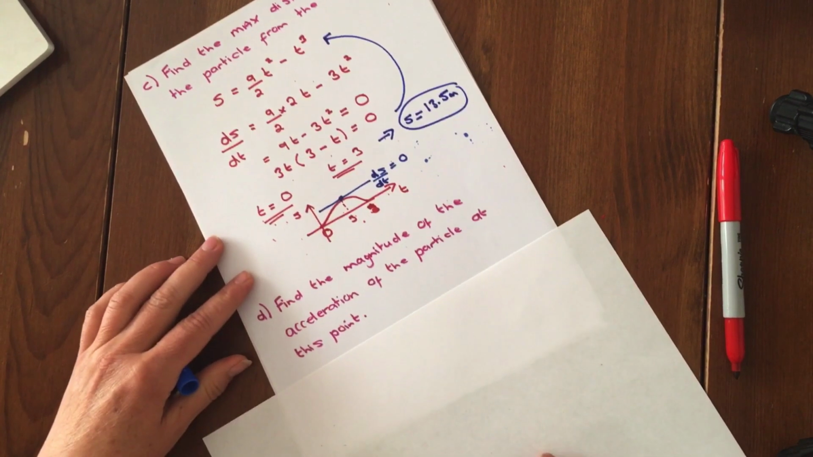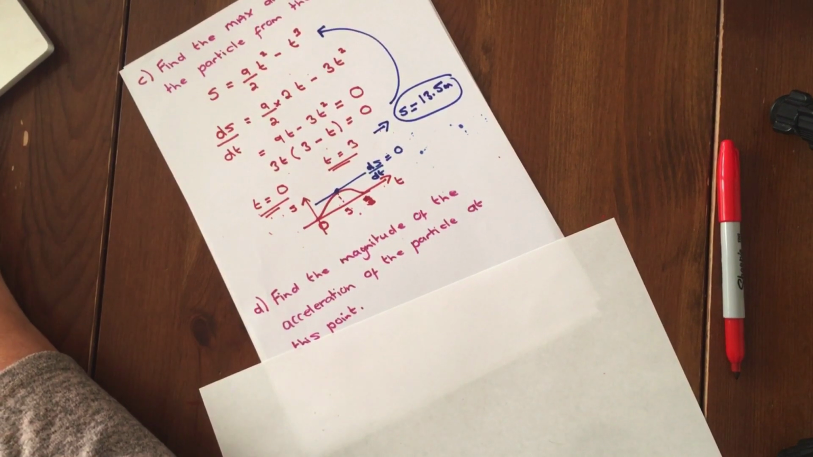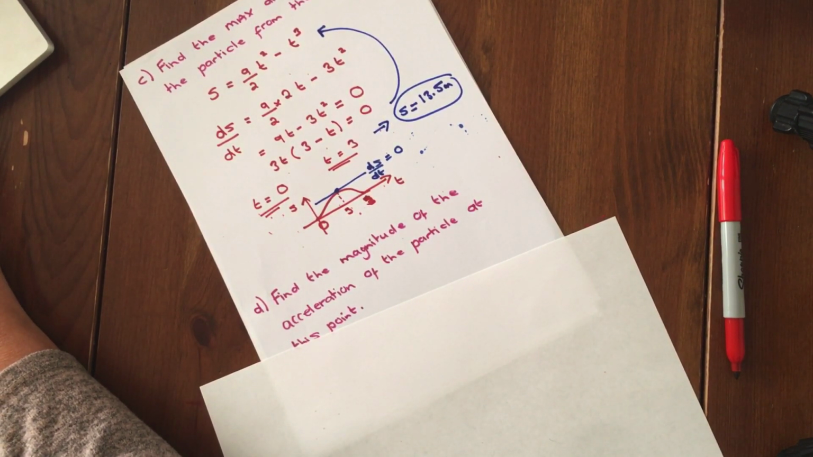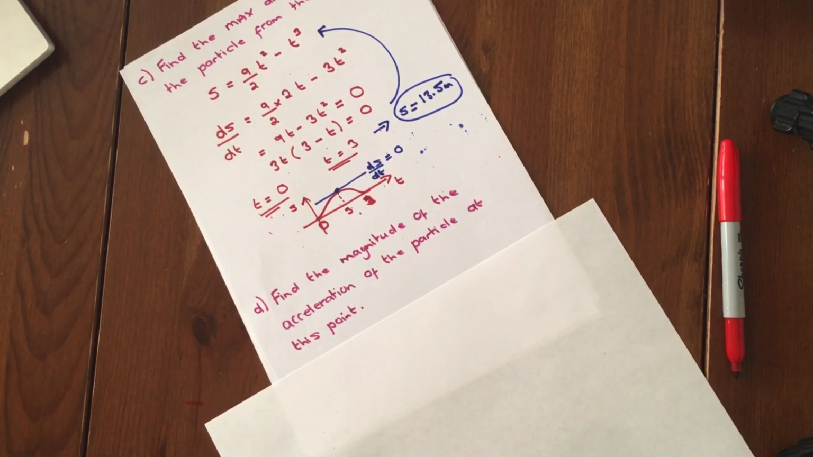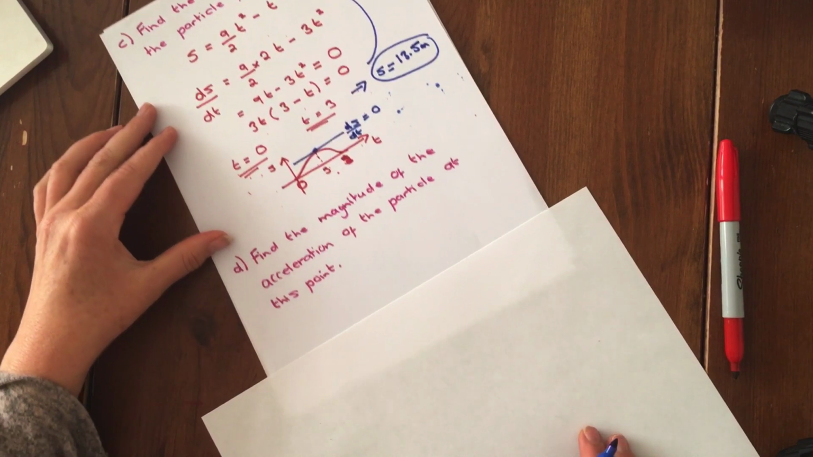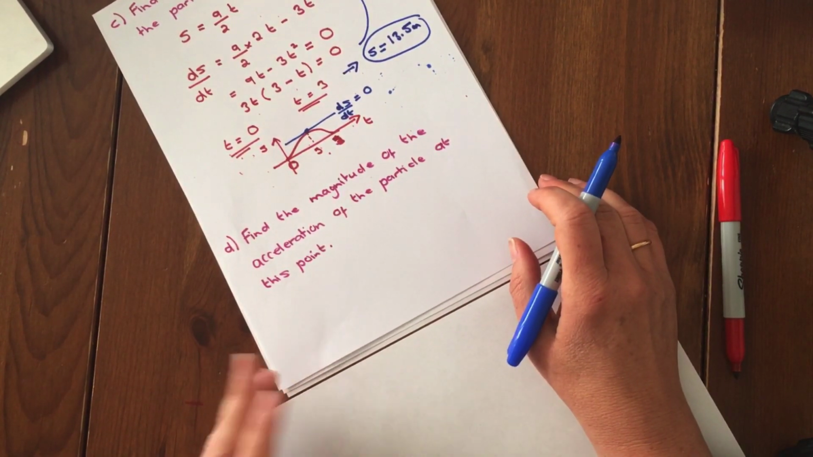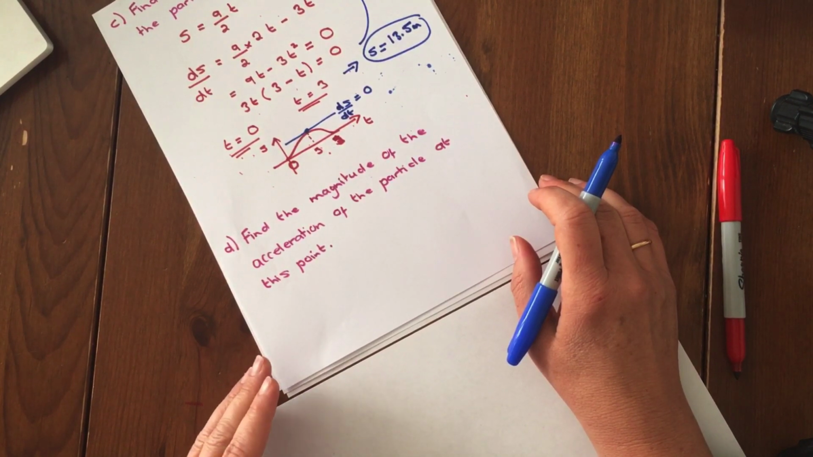Okay, last part to this question. I'll just give you a chance to read it. Have a go if you think you can do it yourself. Pause the video and I'll go through it with you now. Okay, part D. Find the magnitude of the acceleration of the particle at this point.